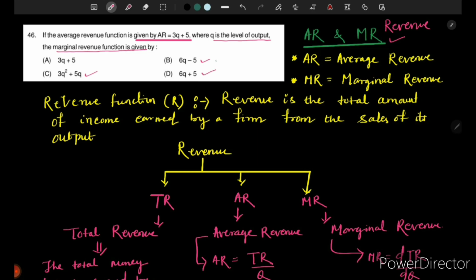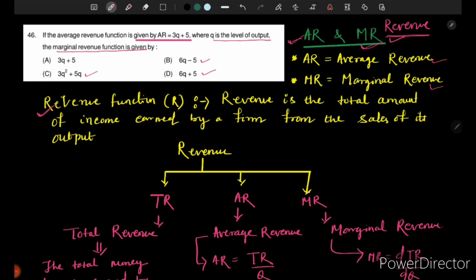Okay, so before discussing the question, we have to first know some basic concepts regarding revenue. So here I have written average revenue and marginal revenue. AR means average revenue, MR means marginal revenue. These are the short forms for AR and MR. So the basic question is, what is a revenue function?